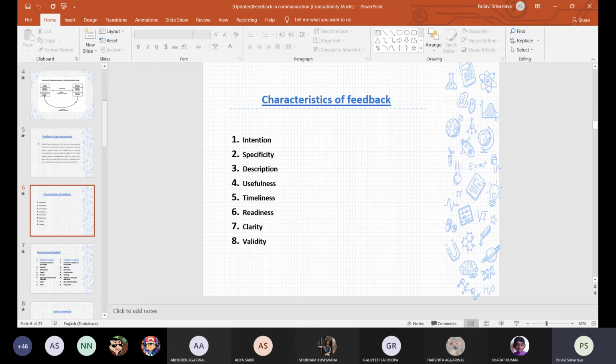So if you want to have validity in your feedback, you should first check the source from where you have got the information. Is that source authentic? Do you have evidences to prove your allegations? And only then should you make this move of accusing someone of something.